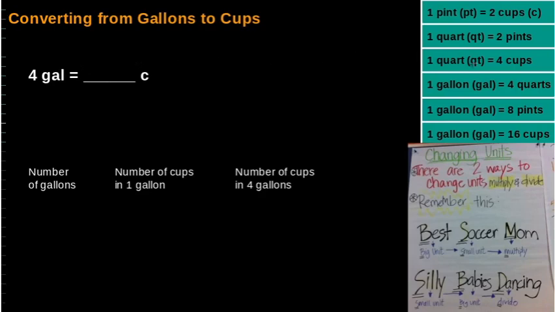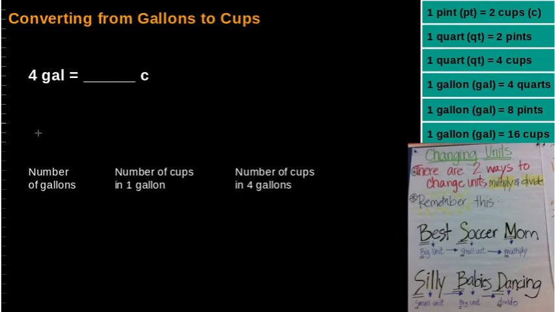Welcome back. The relationship between gallons and cups, where can we find that? Right here, the last line here. 1 gallon equals 16 cups. So are we moving from a big unit to a small unit? The unit with 1 in front of it is the big unit, and that's gallon. And according to our question, we're moving from gallon to cups. So from a big unit to a small unit, best soccer mom, will multiply.